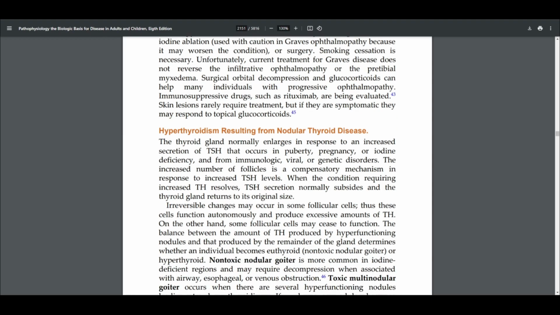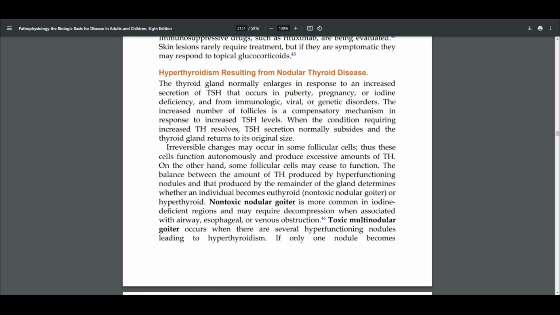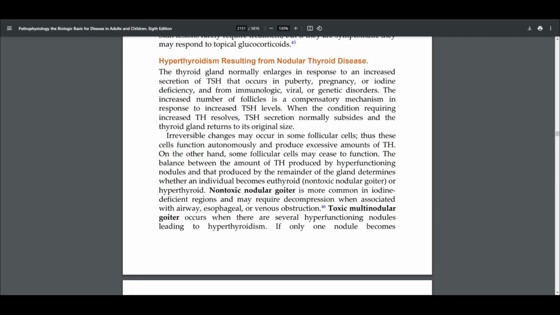Hyperthyroidism resulting from a nodular thyroid disease. The thyroid gland normally enlarges in response to an increased secretion of TSH that occurs in puberty, pregnancy, or iodine deficiency, and from immunologic, viral, or genetic disorders. The increased number of follicles is a compensatory mechanism in response to increased TSH levels. When the condition requiring increased TH resolves, TSH secretion normally subsides, and the thyroid gland returns to its original size.